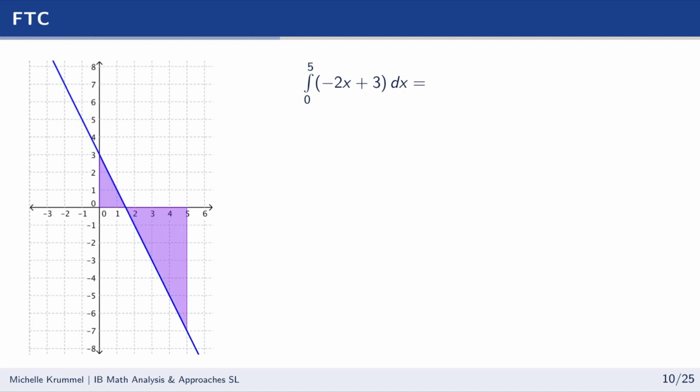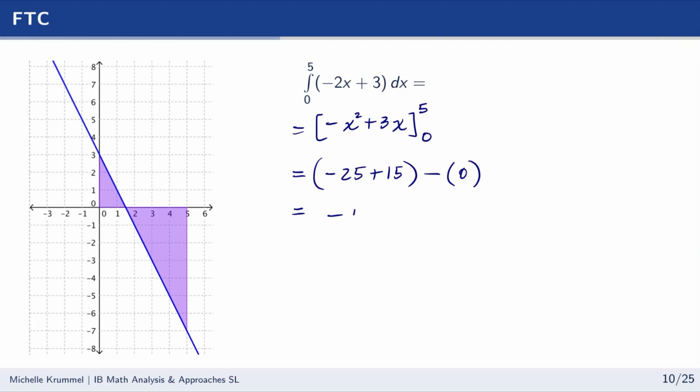Okay, then looking at the graph here, you might be able to predict what we're going to get as an answer. But we can work this one out using the fundamental theorem. So same integrand, the antiderivative negative x squared plus 3x. But this time we're working on the interval from 0 to 5. So we'll sub in the 5 minus, then we're going to sub in the 0, which is just going to give us 0. And so the answer, negative 10.